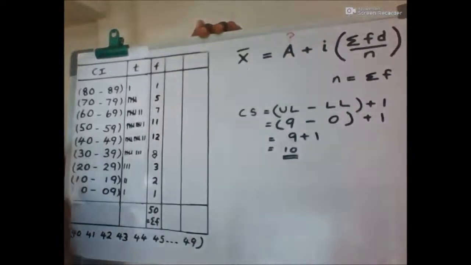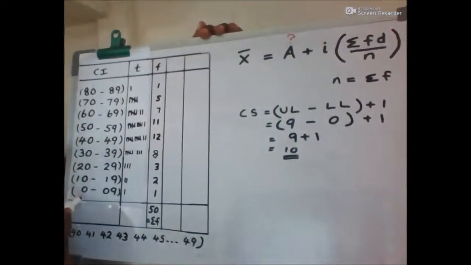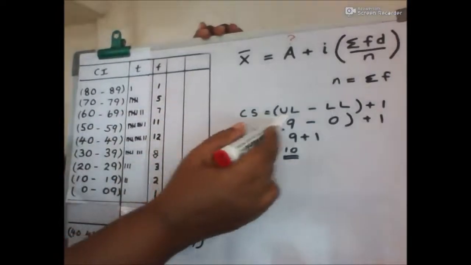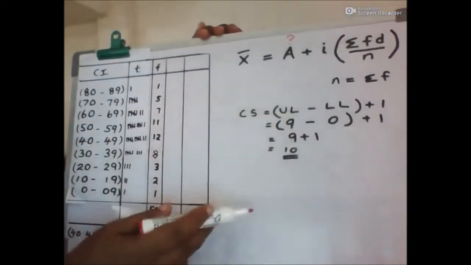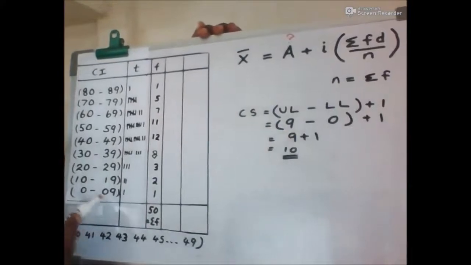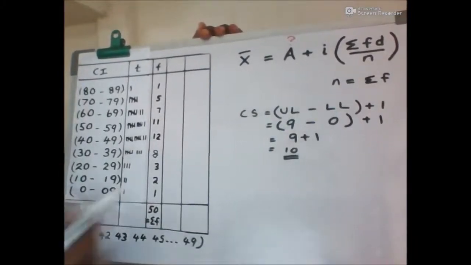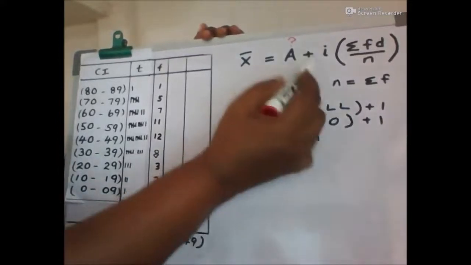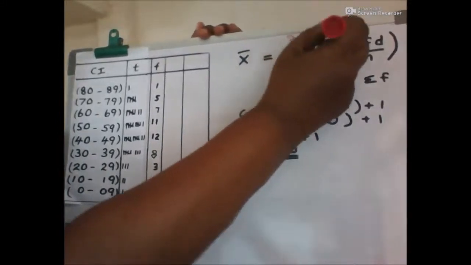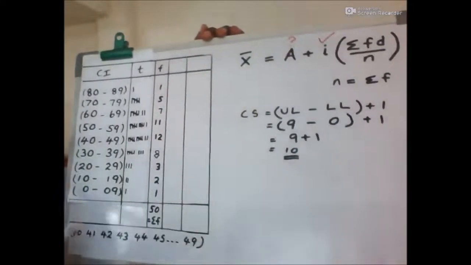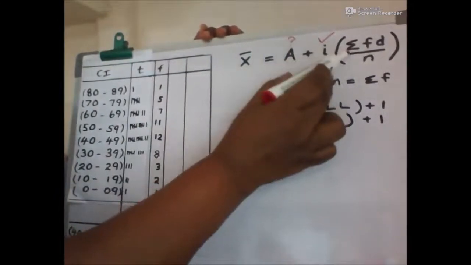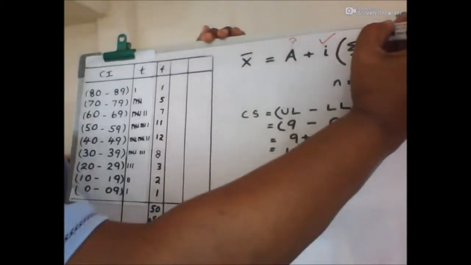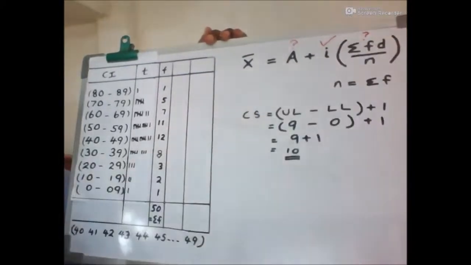Now here these are row limits, and how to get the class size? Already you have calculated that. Row limits, upper limit minus lower limit plus 1. Here upper limit is 9, lower limit is 0. And the class size is 10. So I we know, 10. We don't have to calculate. Summation FD, do we know that? No. That's a question mark. We have to get that one also.